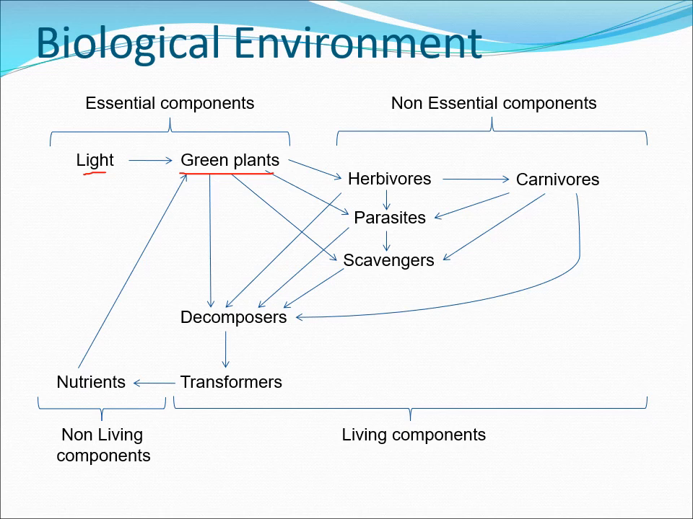These are known as parasites. That means during their lifetime they are benefited by some other kinds of animals, that is, they live together mutually. These are parasites, and after the death of herbivores, carnivores, and parasites, as well as plants, they are decomposed by the decomposing and scavenging organisms.